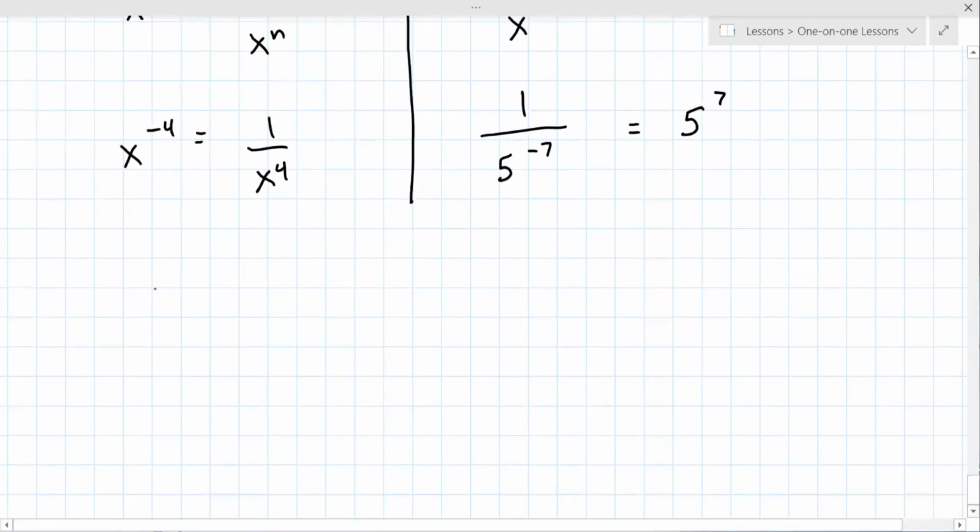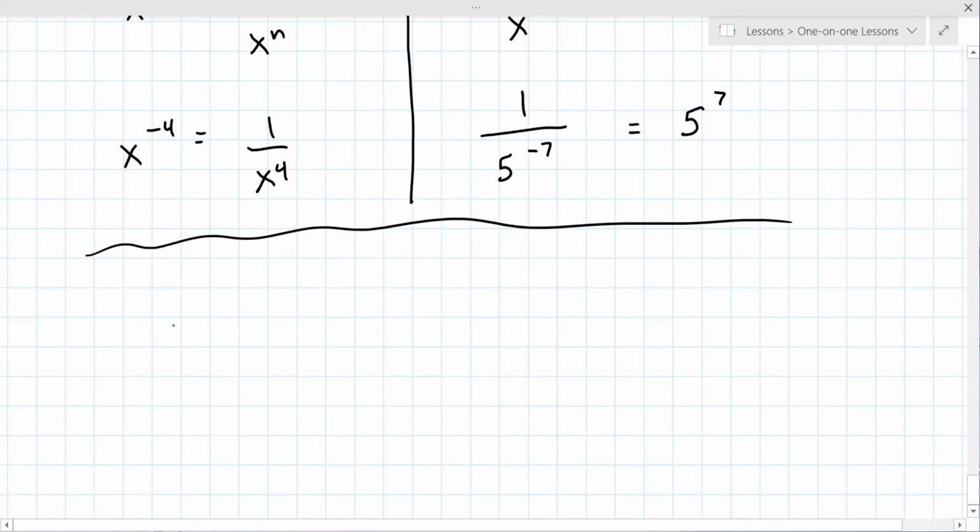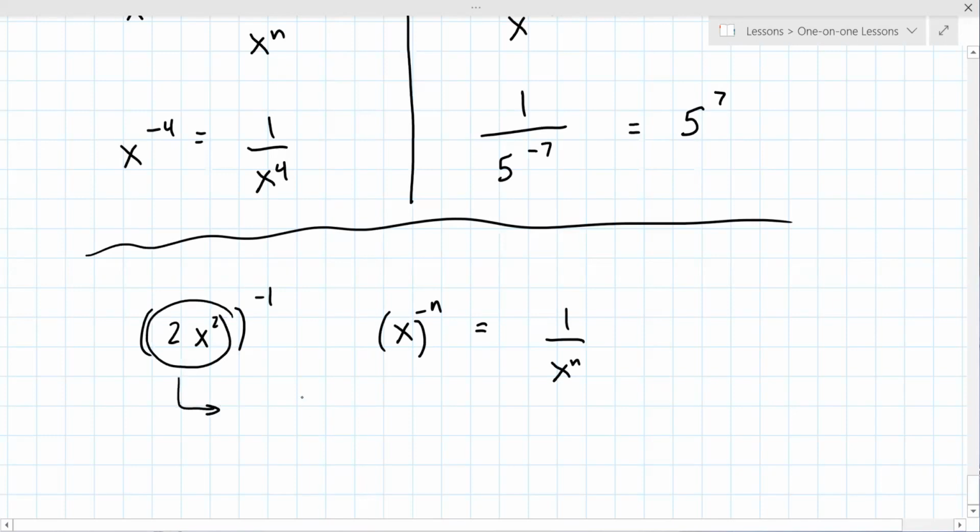So really, we'll do maybe 1 or 2 quick questions here. 2x squared to the negative 1 power. We're using this property that x to the negative n equals 1 over x to the n. X is whatever's in parentheses. So in this case, you take all of this and you move it to the bottom. You don't do anything with the negative 1, it just means it would be 1 over. You have to train your brain to say that means reciprocal, flip, not multiplication, flip.